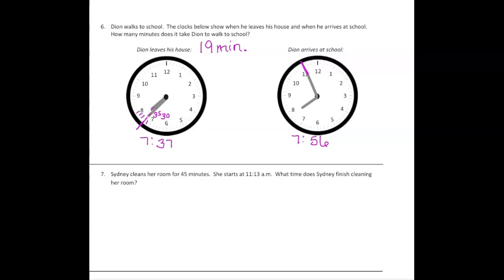Boys and girls, you can also find the elapsed time by subtracting the ending minutes by the beginning minutes. So we could do 56 minus 37, and we would get 19. If you want to show your cross-offs, you could count back. There's many different ways you could do it, but you can also subtract the ending minutes by the beginning minutes.